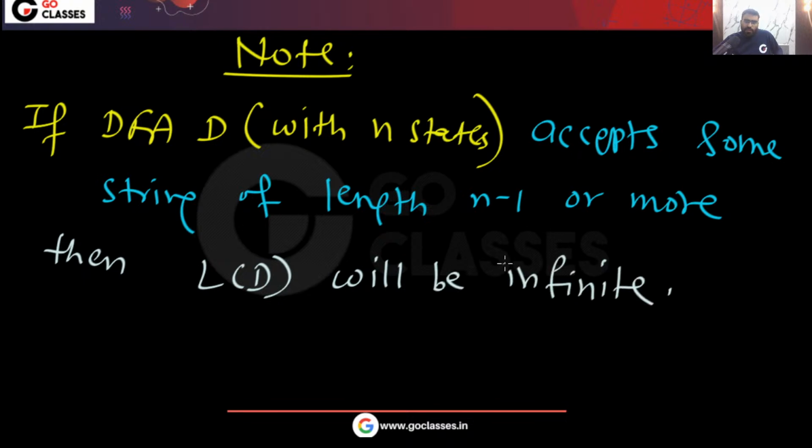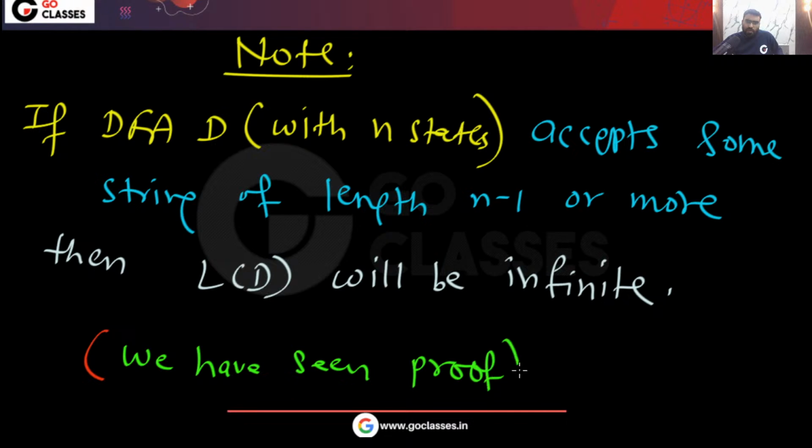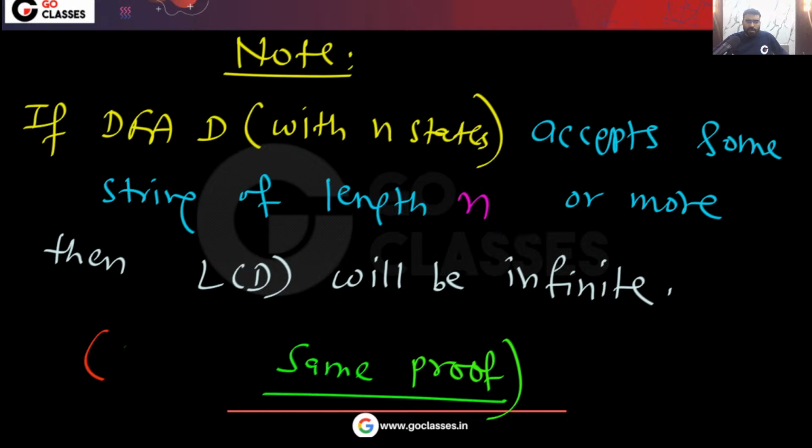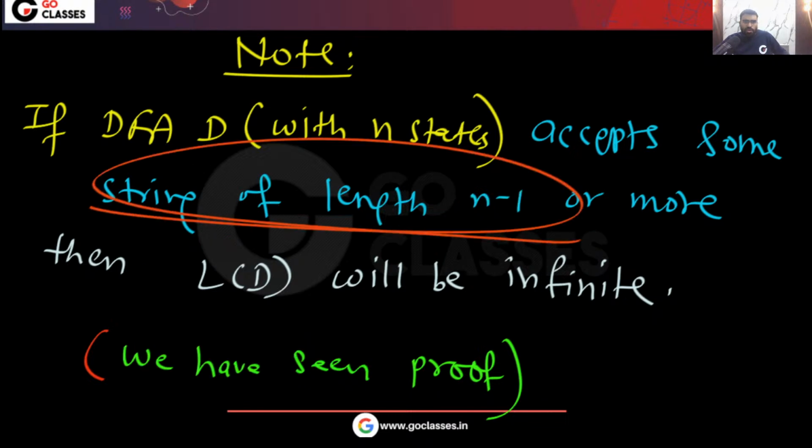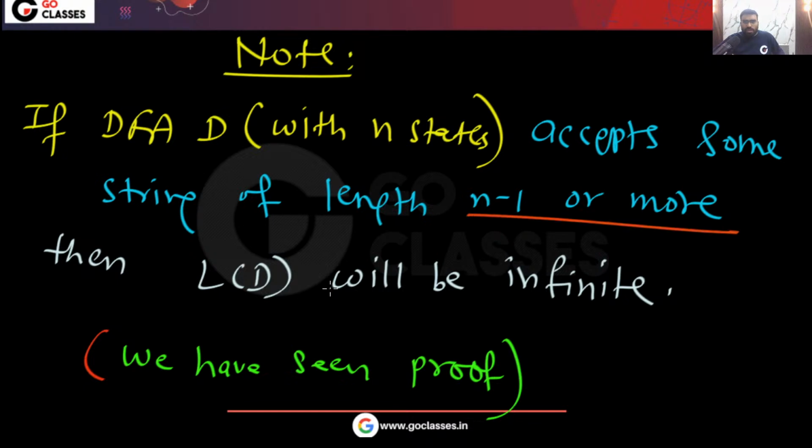This statement we have already proven. This proof we have already seen. Now the same statement, of course, if the DFA accepts a string of length n, then also the same proof will work. I hope you understood. So remember, if the DFA is accepting some string of length n or more, then the language will be infinite. And if the DFA accepts some string of length n minus 1 or more, then also the language will be infinite. Okay, is this clear?